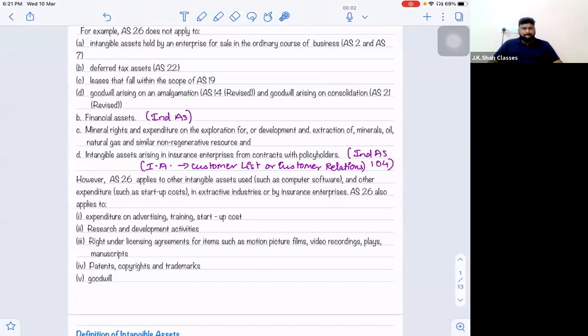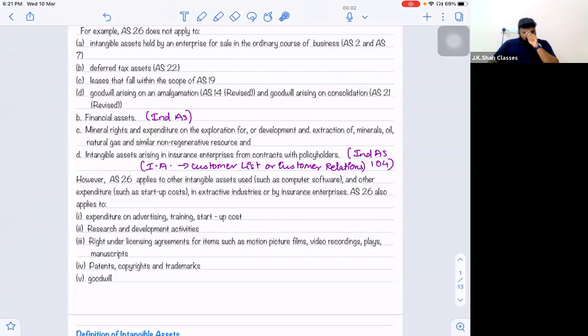Yes, Sakit. Sir, I didn't understand this point of research and development activities. Sir, we have not started it yet. I said it will be covered in detail, so you have to wait for 45 minutes. Okay, sir. Sir, am I audible? Yes. Mohit, Harshit, please speak.